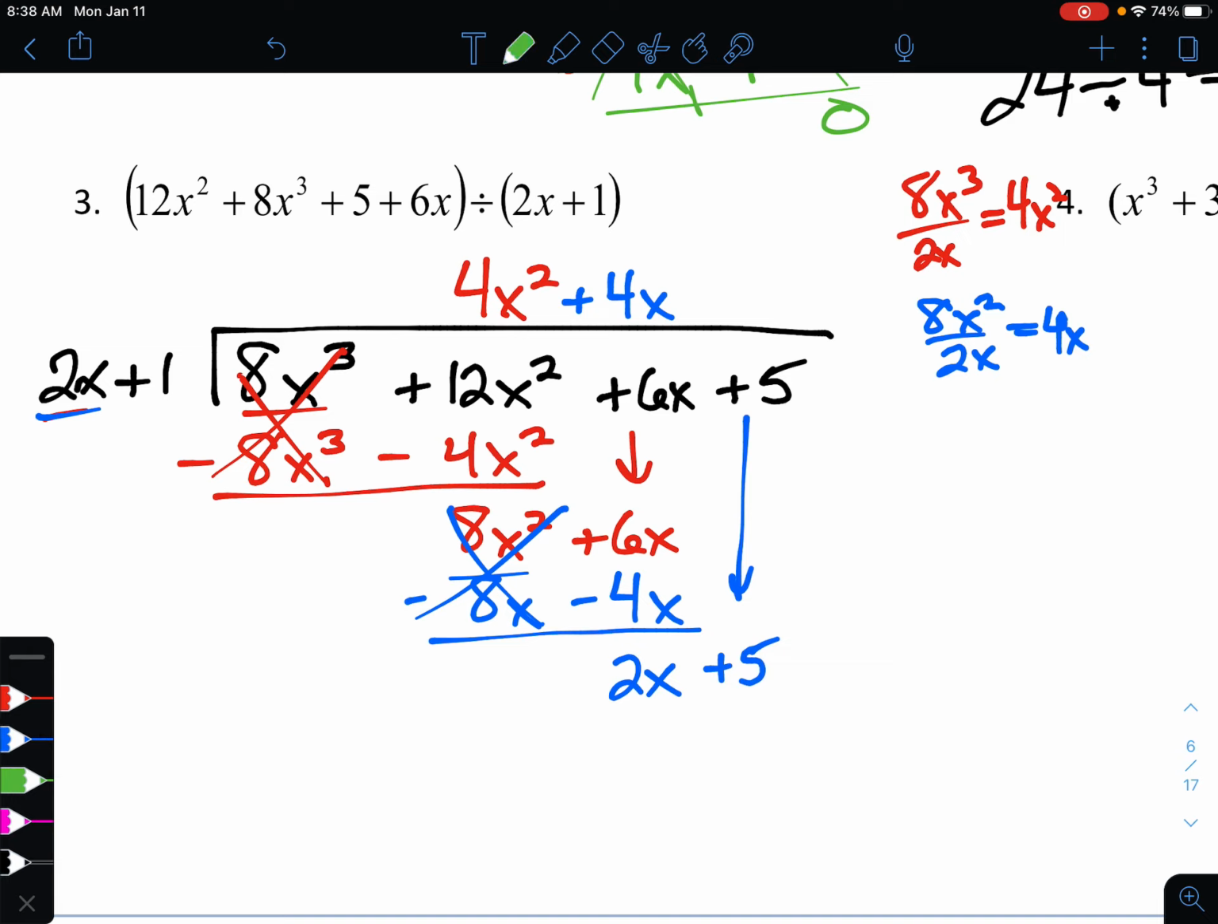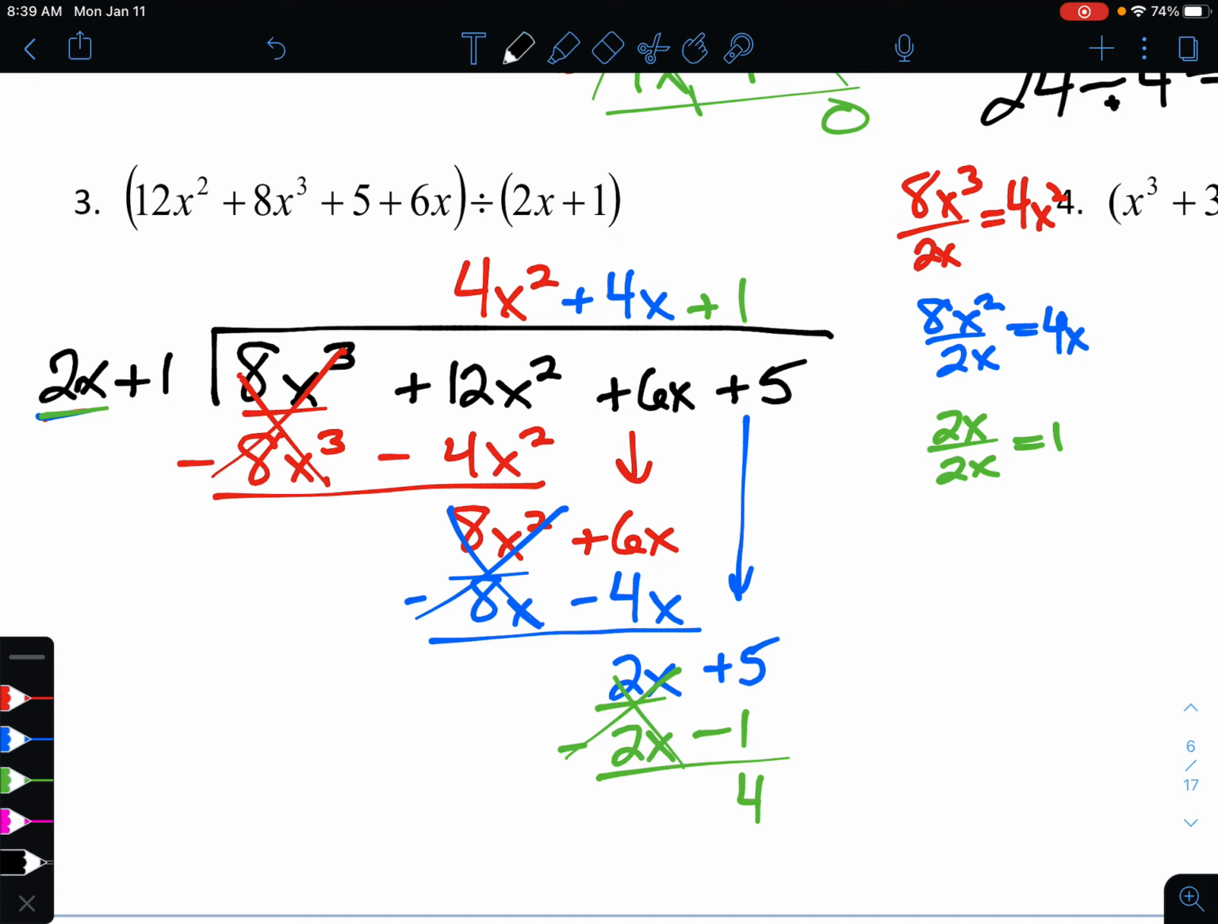So you can probably already see that there's going to be a remainder. If not, we'll go ahead and show what that looks like. But we've got 2x that we're dividing by 2x, which is just 1. So we'll put a plus 1 up above. And then distribute that through, so 1 multiplied by 2x is 2x, 1 multiplied by 1 is 1. Again, remember that you are subtracting. 2x minus 2x is 0, 5 minus 1 is 4.